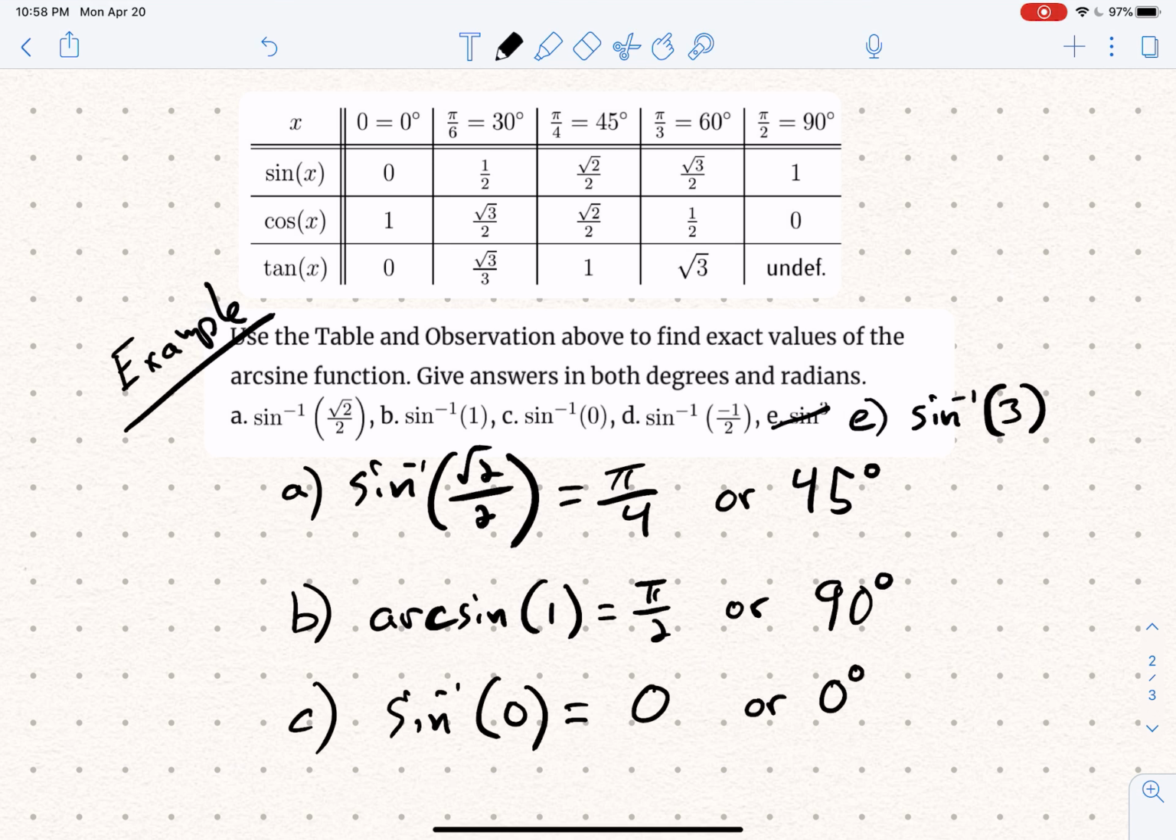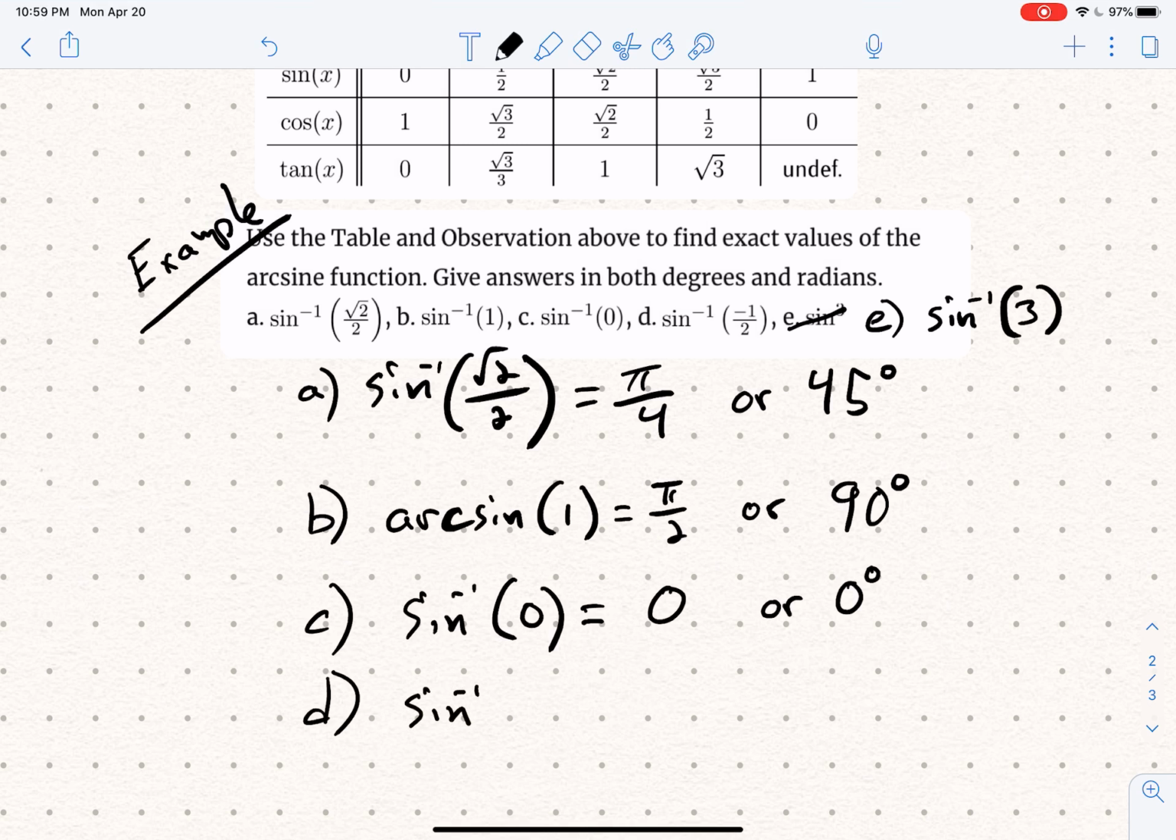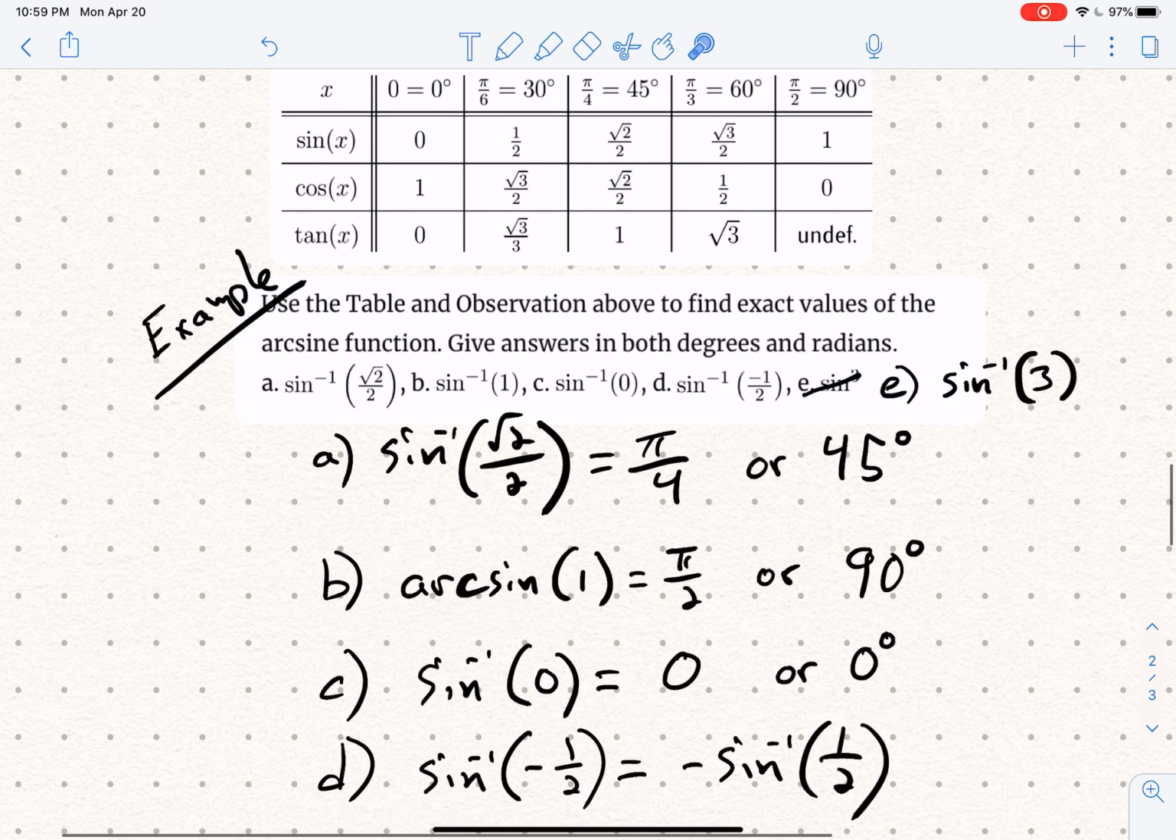All right, moving on, part D. This is the inverse sine of negative 1/2. For this one, we're going to use the fact that sine is an odd function, so we can pull the negative out in front. That's the negative sine inverse of 1/2. This is like saying, tell me what angle has a sine equal to 1/2, and then make that angle negative. Now, this is one we talked about looking at the graph.